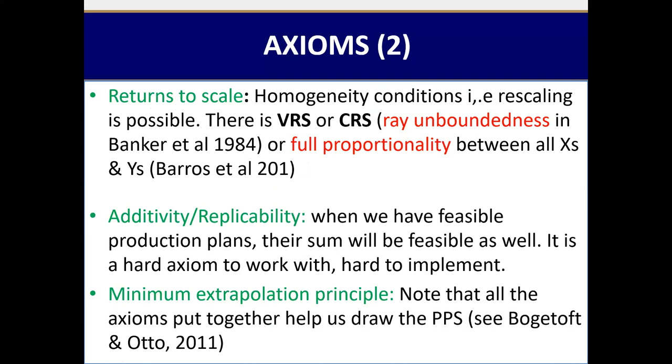The next assumption is returns to scale. Sometimes it's called homogeneity. You can rescale. Rescaling is possible. What it means is that if you raise the input, something must happen to the output. There are possibilities. Now, if the same thing is happening to the output, it is called ray unboundedness, or full proportionality. Victor Podinovsky will tell you that it is ray unboundedness or full proportionality.